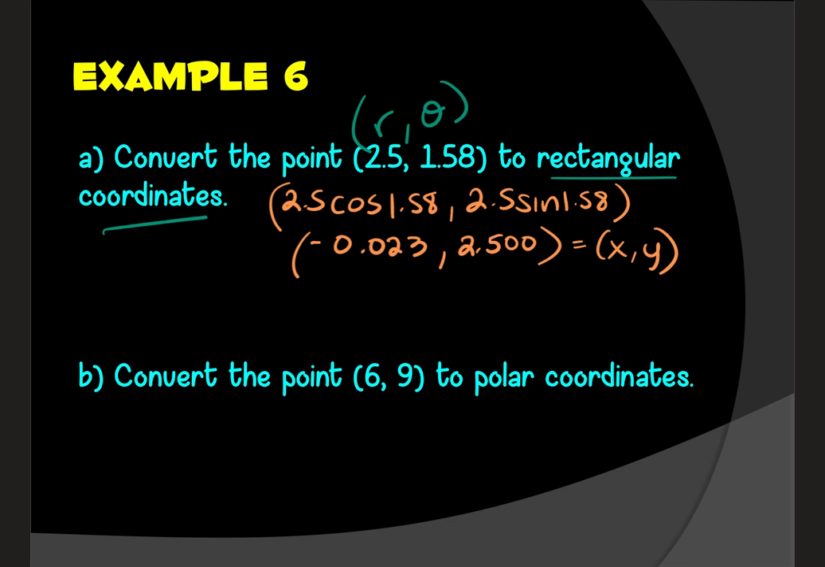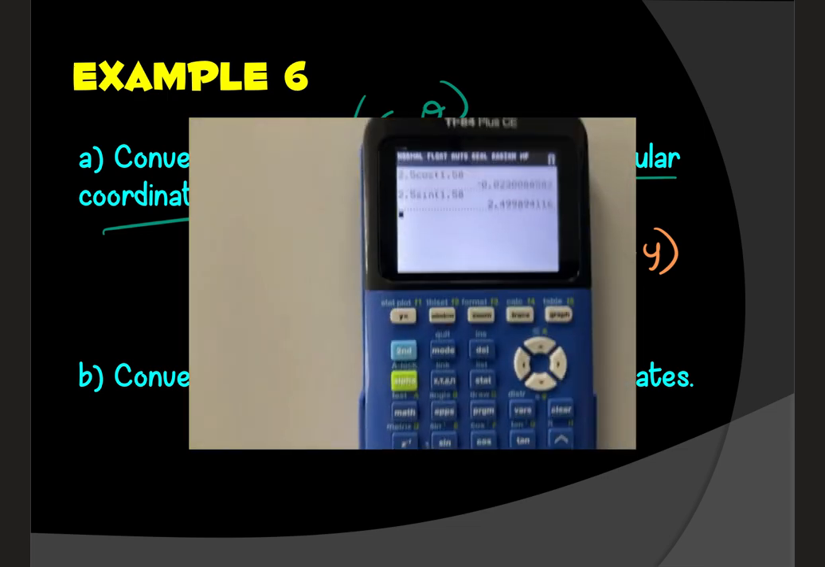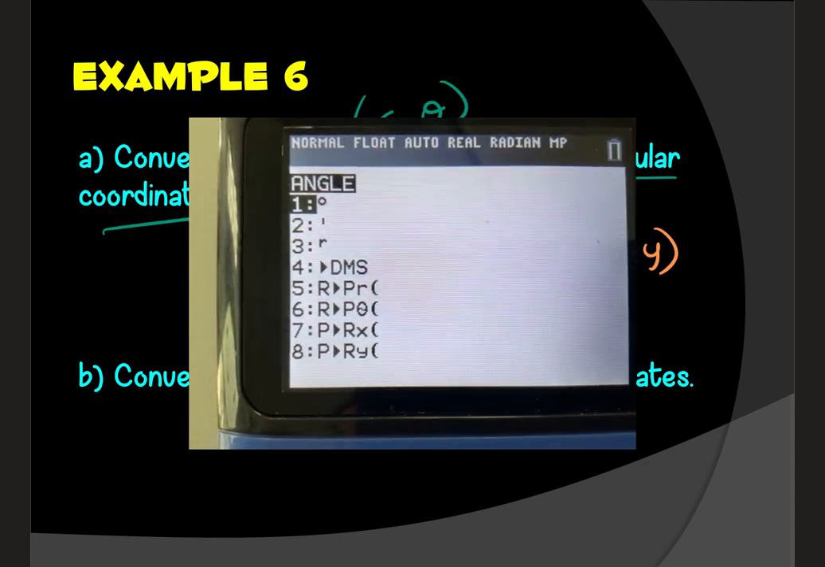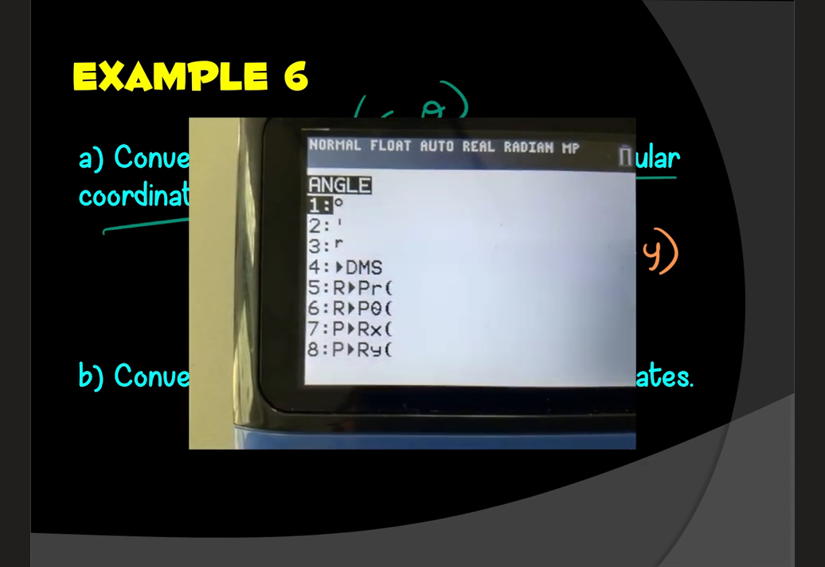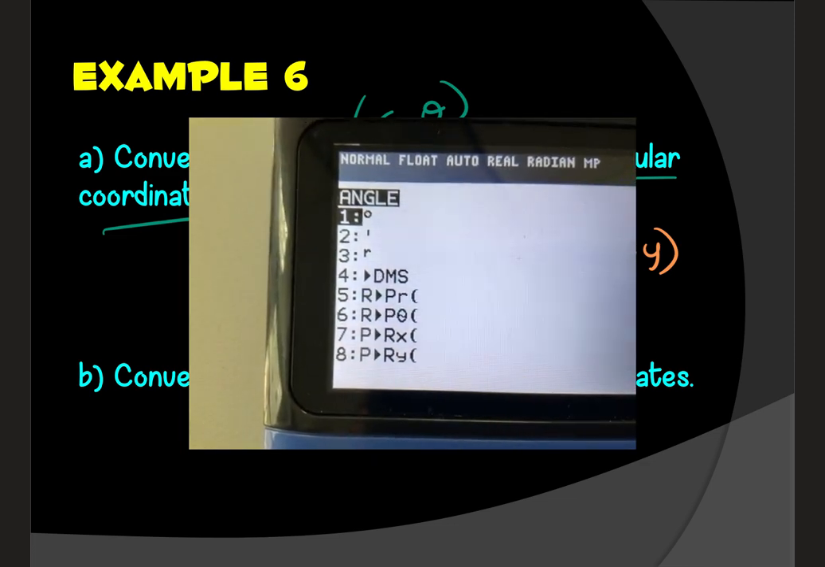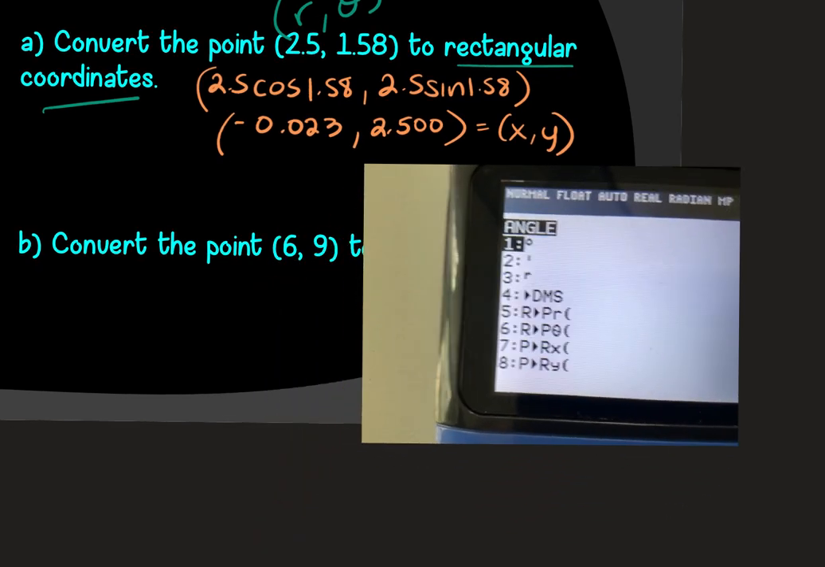You with me so far? Okay, the other method, and really I would say for rectangular to polar it's better, saves you more time, but this can also help. In my angle menu, second apps, there are buttons at the bottom, 5, 6, 7, and 8: R to Pr, R to P theta, P to Rx, and P to Ry. What it's telling you is I'm going to convert whatever you plug in here into what follows.